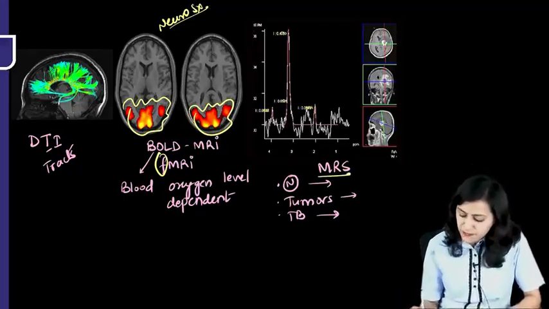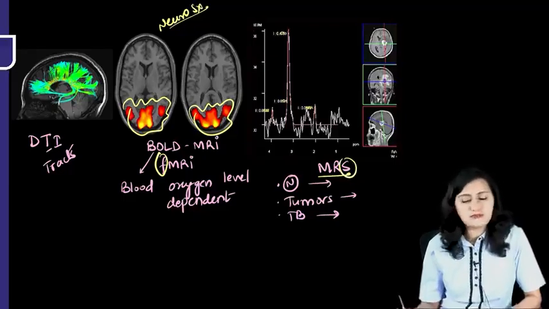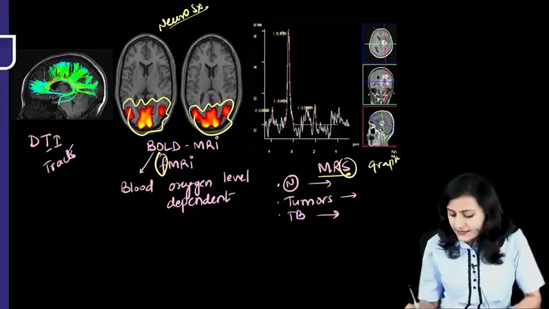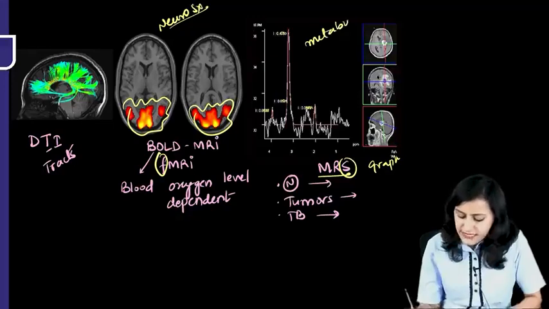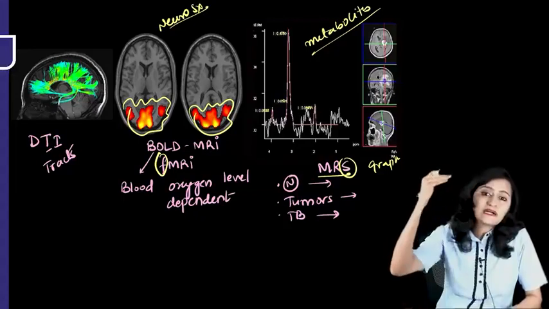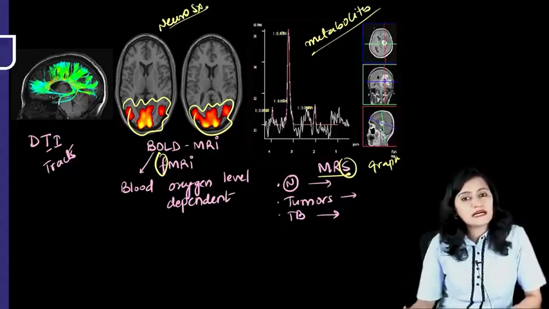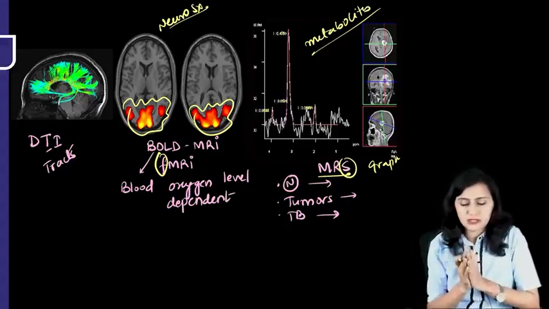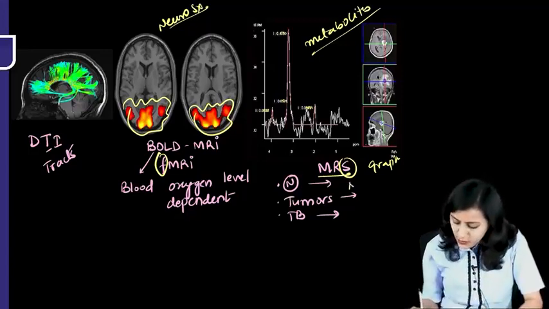MR spectroscopy. Spectro gives the spectrum. That is the graph of what? This is a graph of the metabolites in a particular area in a pathology. So based on what graph, what peak we are getting, we can narrow down the differential to the pathology. So normal brain has what peak?